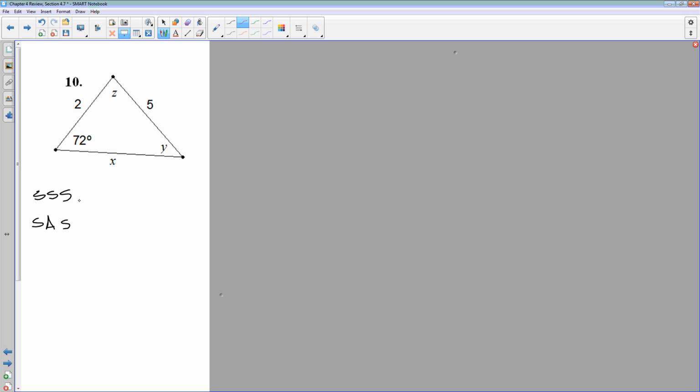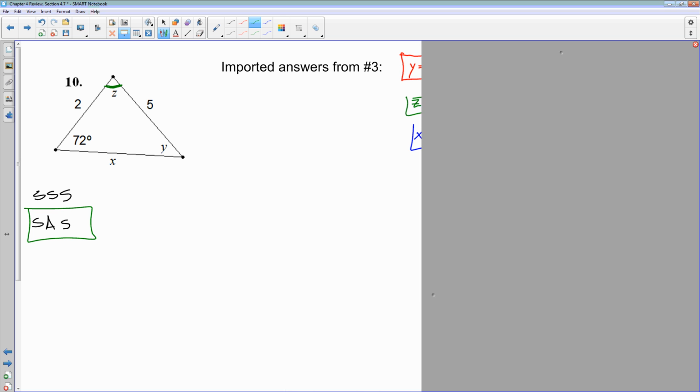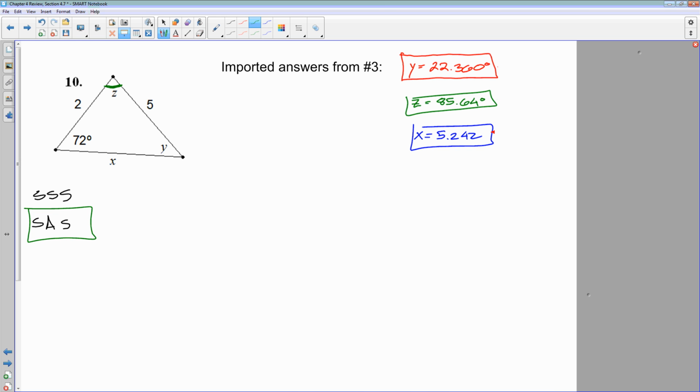I think the side, angle, side formula is the easiest, so I would prefer to use side, angle, side. Since I know the side lengths of 2 and 5, if I could only get the angle Z, then I could use side, angle, side. So to solve this one, we would have to solve for Z. And we've actually already done this. This is the same triangle from number 3. And so what I have right here are the answers from number 3. I'm not going to work it out a second time because I've already done that. And I know that Z is 85.64.